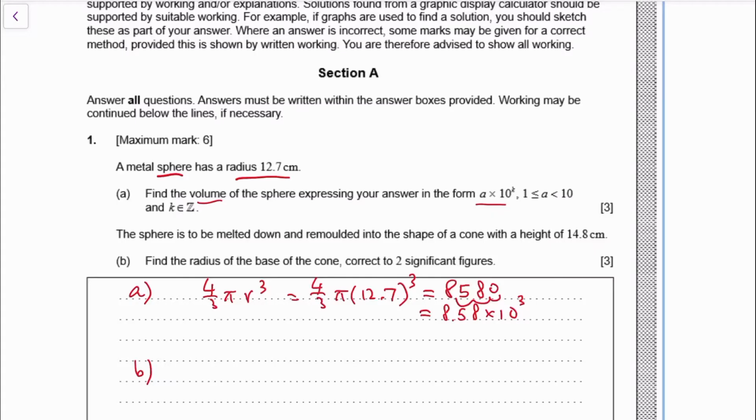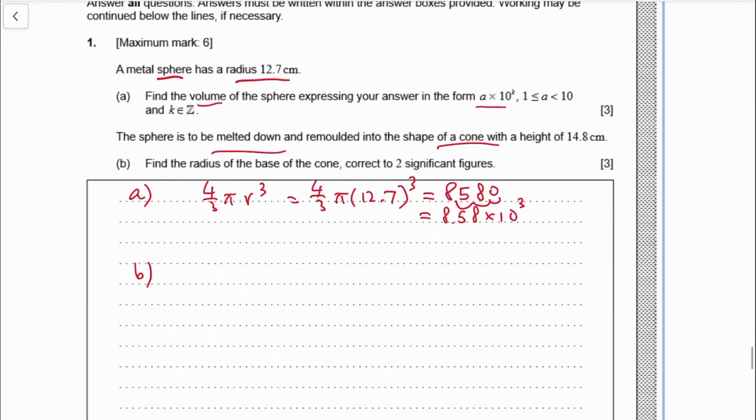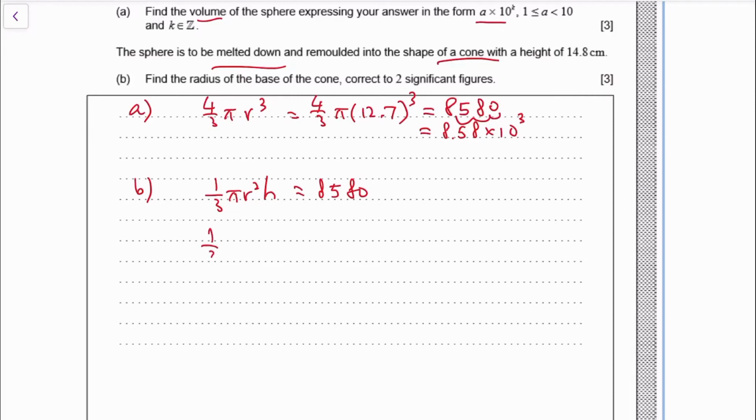Smelt it down and remold into a cone. Find the base radius of the cone, so we need the volume of a cone. So that's this in the formula booklet. By melting it down, it means the cone should have the same volume as the original sphere. We also know that the height is 14.8.